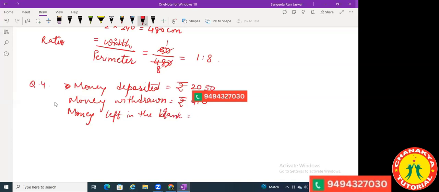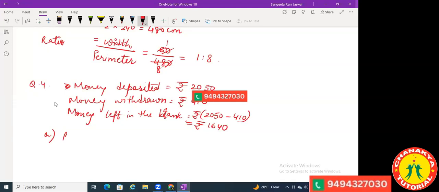So money left in the bank will be rupees 2050 minus 410, which gives me rupees 1640. Now the first part says find the ratio of money withdrawn to total money deposited.